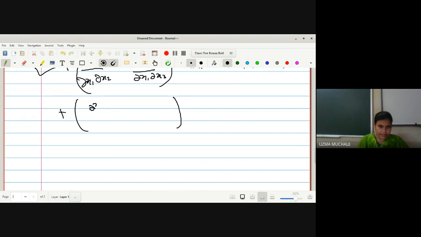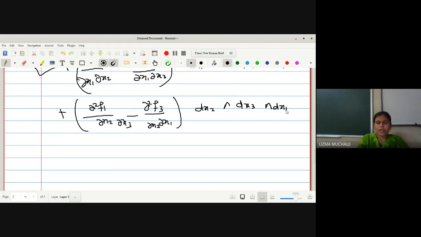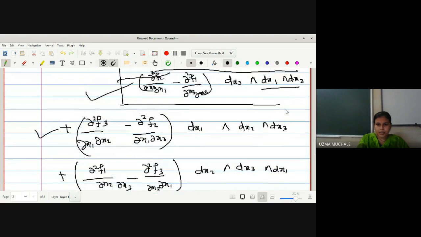So last term I will write down. So it is having a derivative with respect to x2, the x3 as it is, minus derivative of f3 with respect to x2 x1, and outside क्या बचेगा यहाँ पे, x2 wedge product with x3 wedge product with x1. Okay. Now if you see here, all these terms are involving the wedge product of x1 x2 x3, but the orders are changed. Okay, so इसका order क्या है, x3 x1 x2, यहाँ पे x1 x2 x3, यहाँ पे x2 x3 x1.